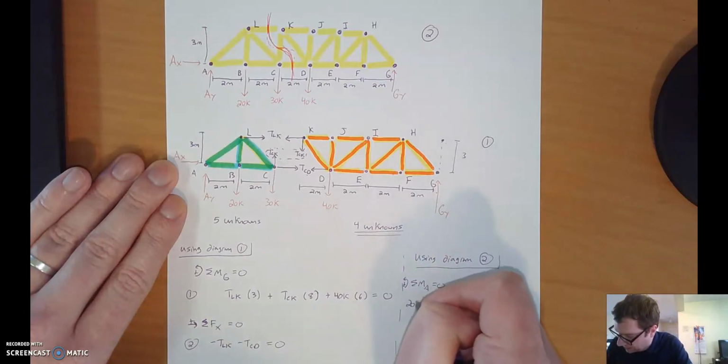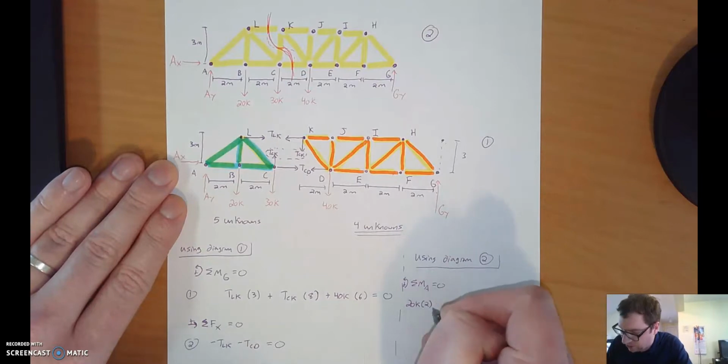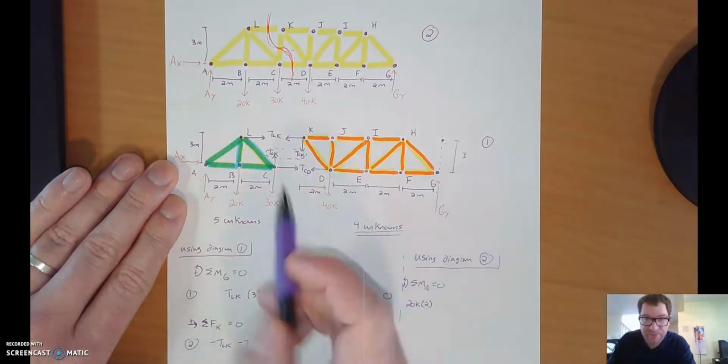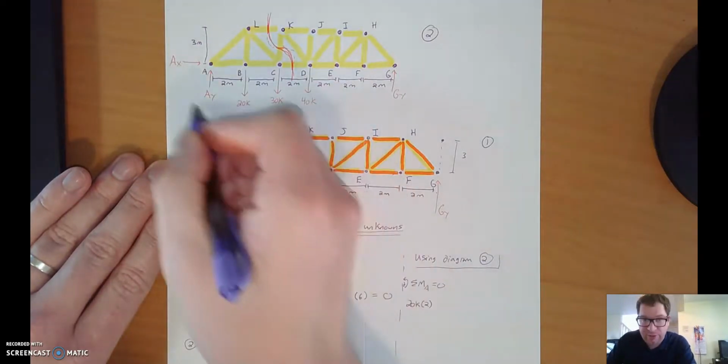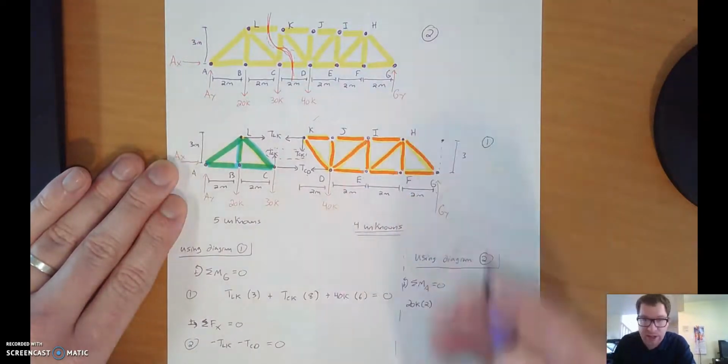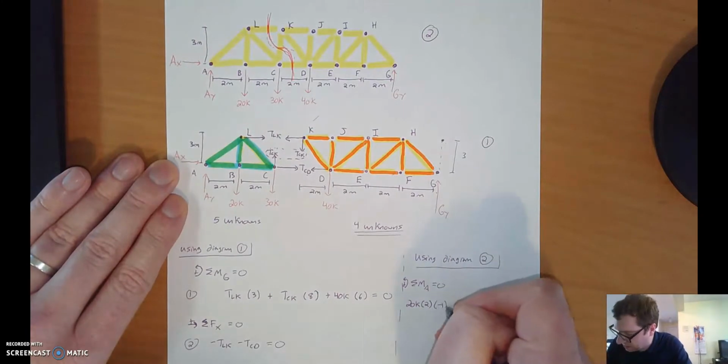So we'll get 20K acting 2 meters away from A, so it's 2 meters away. And that's going to create a negative moment. Actually, all of these except for GY are going to create negative moments. So manually determine the sense.